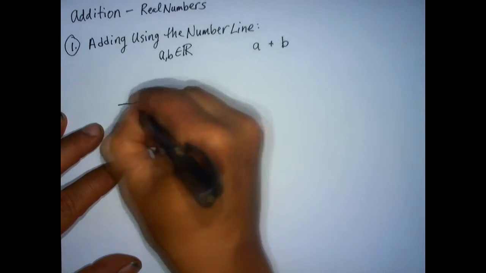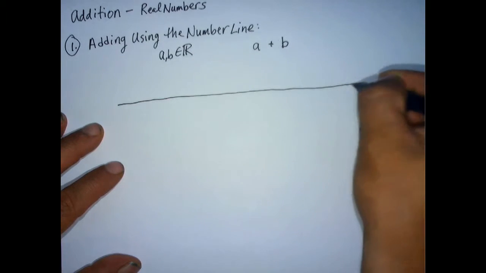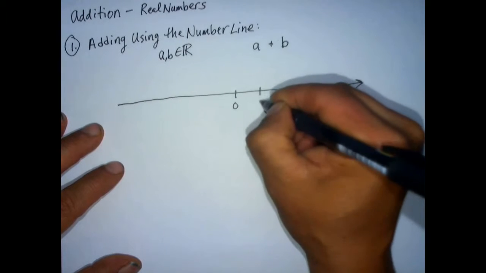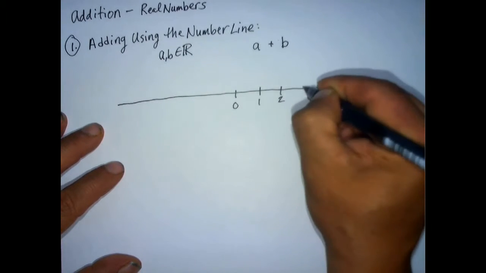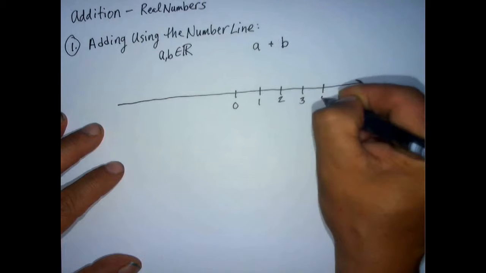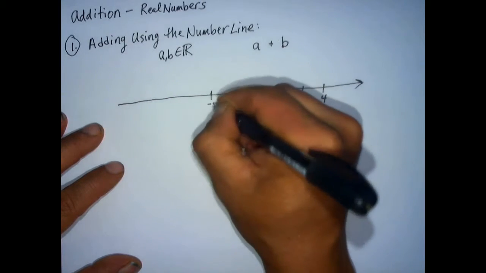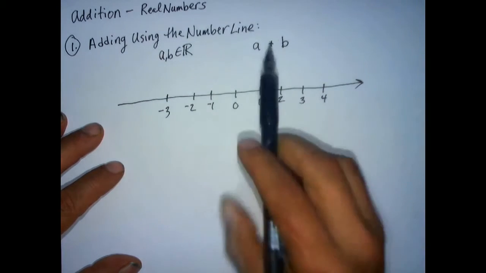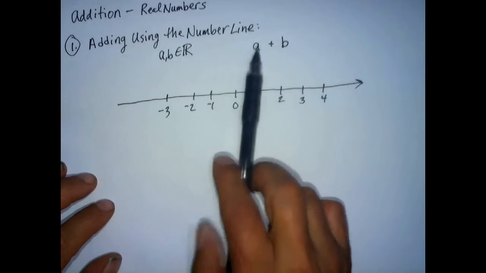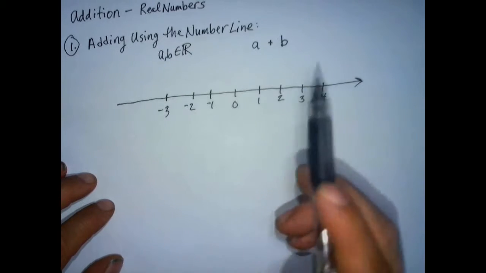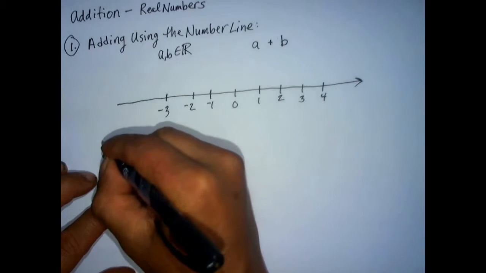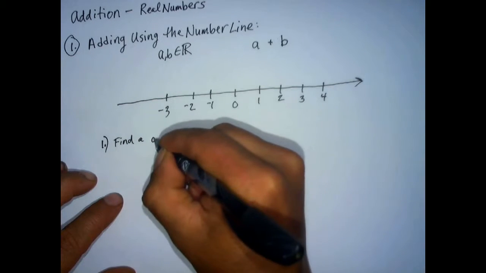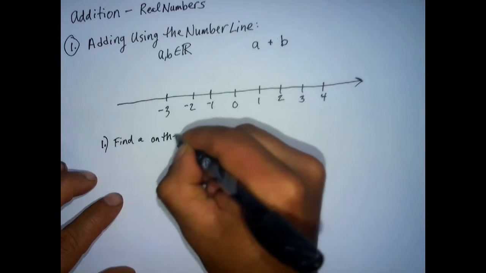So we're going to have a number line. And I think we talked about the number line, didn't we? Yeah, we did. Okay, so this is when there's two numbers and a plus separates them. So the first thing we do is we find A on the number line. The first number. Find the first number on the number line.